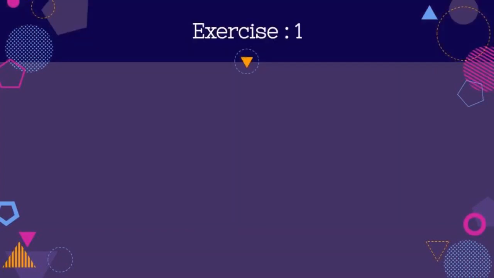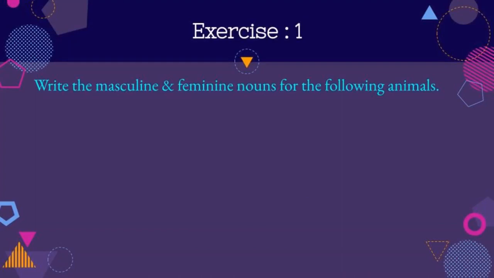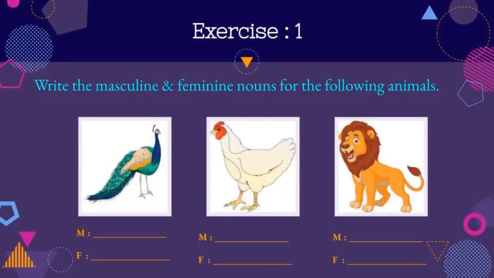Okay students, now we are going to do the first exercise, that is, write the masculine and feminine nouns for the following animals. What is the first exercise? Write the masculine and feminine nouns. It means they have given some images of some animals. We are going to write the masculine and feminine names of those animals. Okay, let us do it. Look at the first picture. What is it? Yes, you are right. It's a peacock image. Okay, what is the masculine name of peacock?